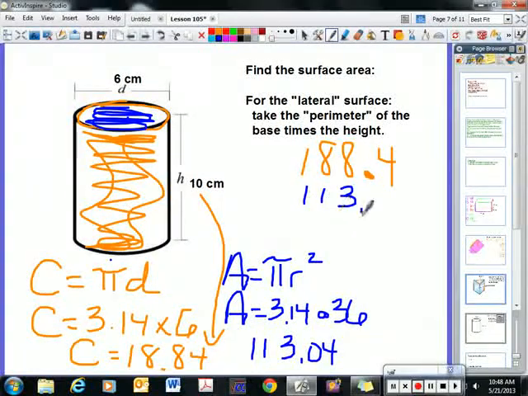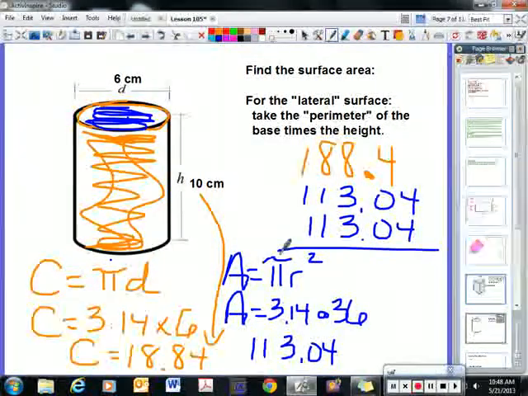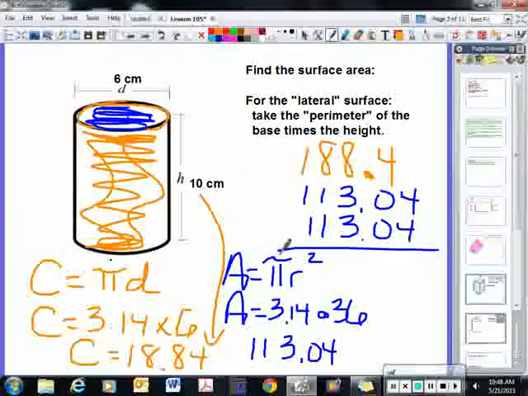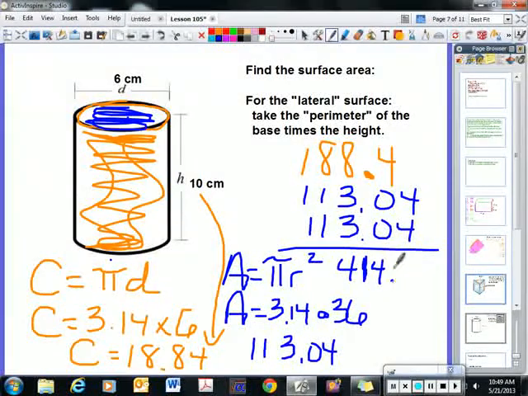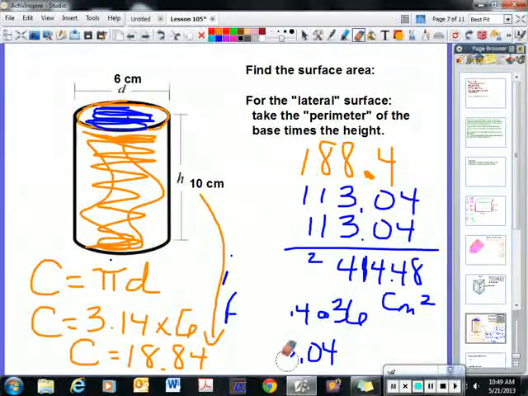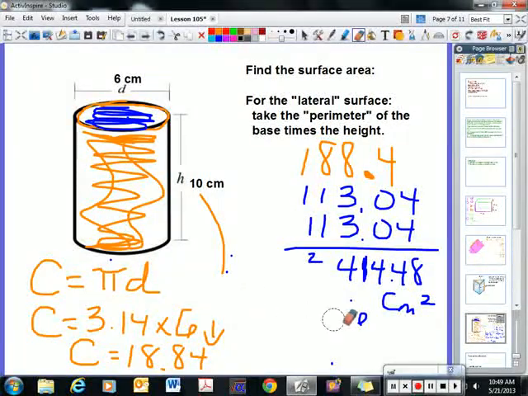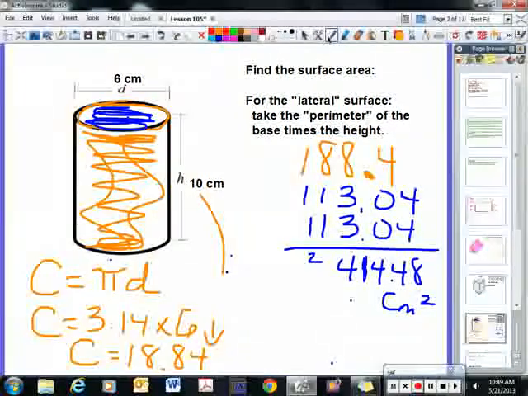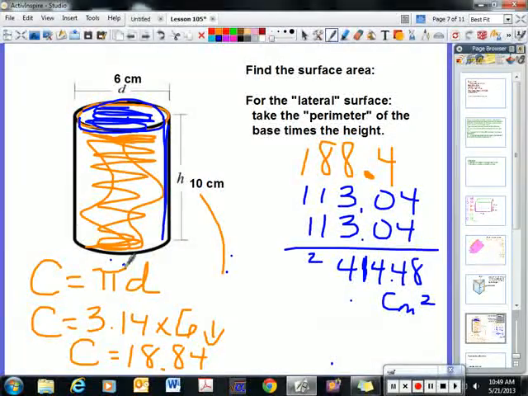So 113.04, 113.04. Let's see what happens when we add all those up. So 188.4, 113.04, 113.04, and it gives you 414.48 square centimeters. All right, that is the surface area. Again, to find that lateral surface, we took the perimeter, which in this case is the circumference, and we took it times the height. And then we added in the two circles.